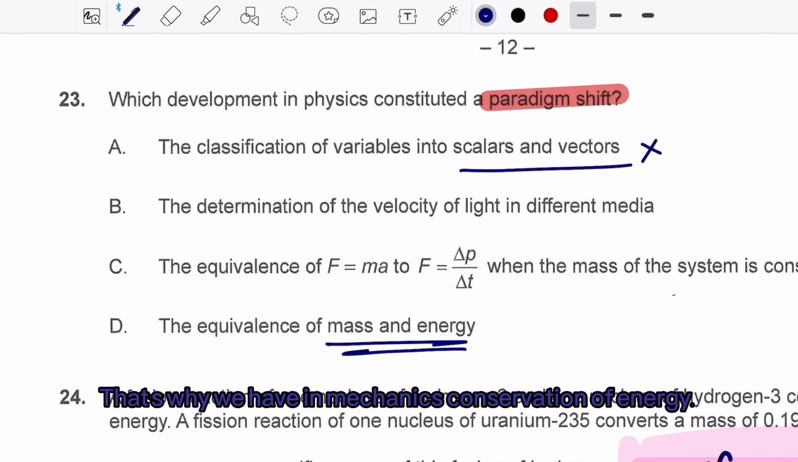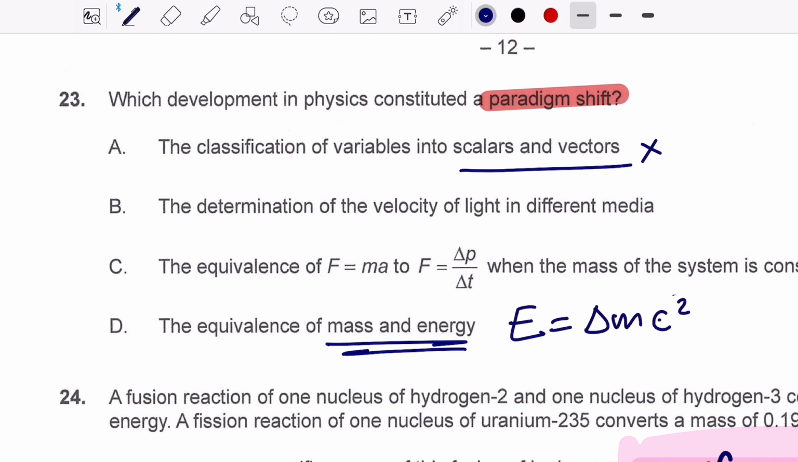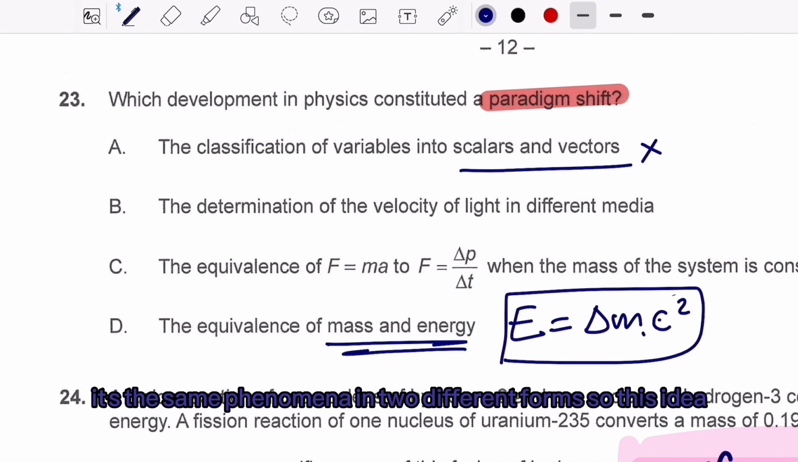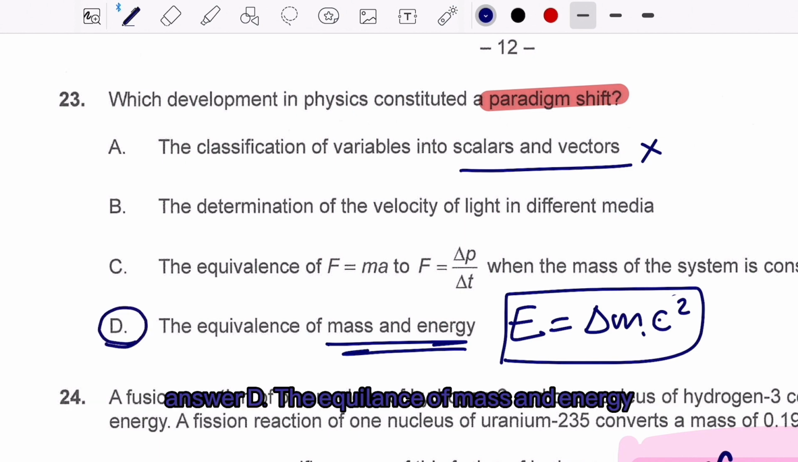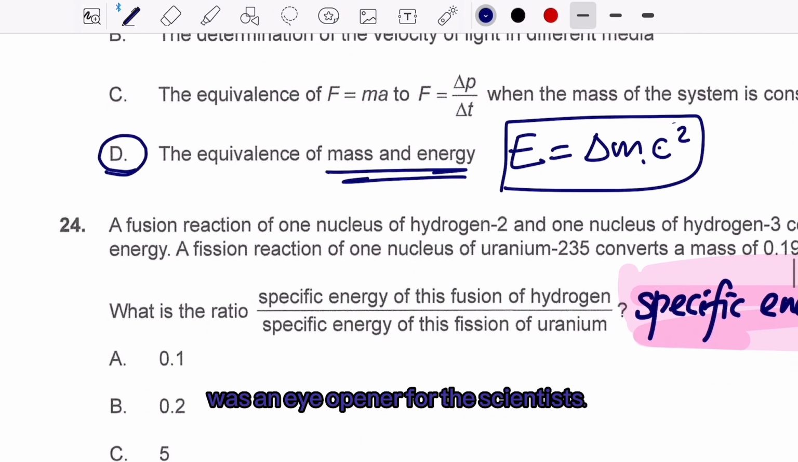That's why we have in mechanics conservation of energy. But Einstein came up with the idea that mass and energy are interchangeable phenomena. It's the same phenomenon in two different forms. So this idea, answer D, the equivalence of mass and energy, was an eye-opener for the scientists.